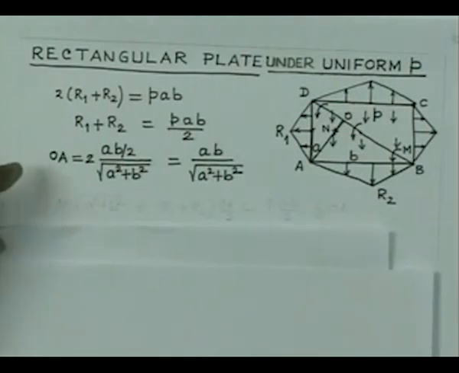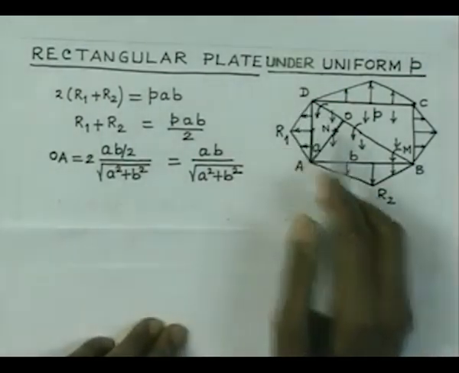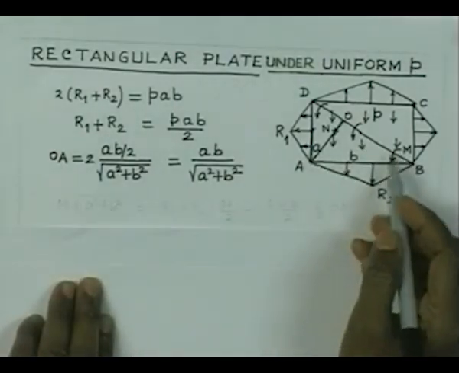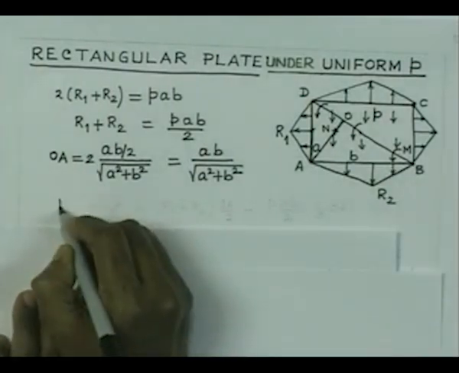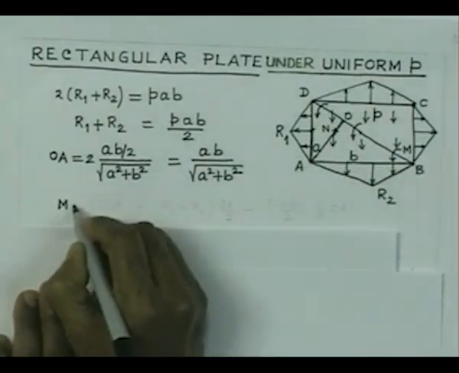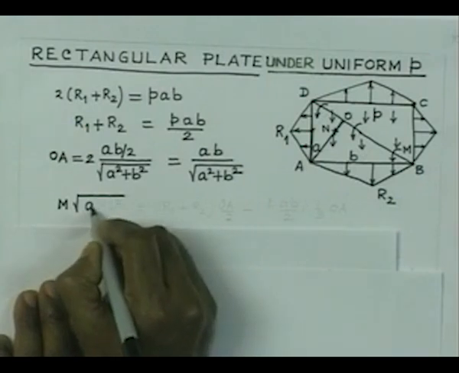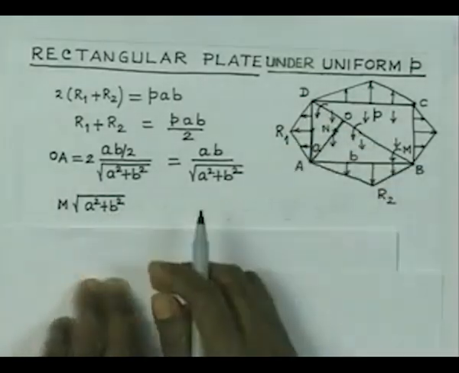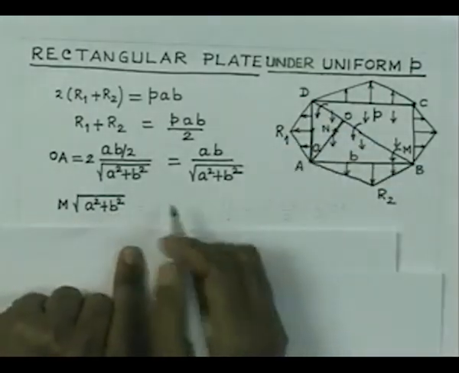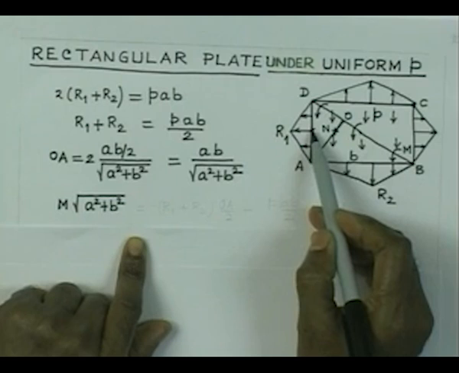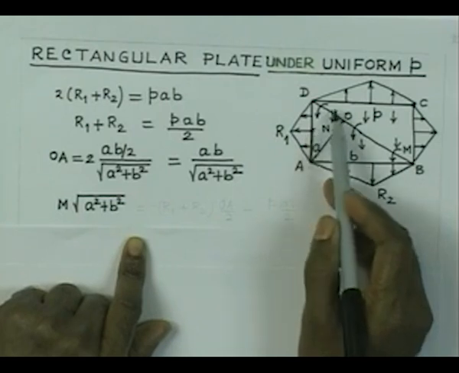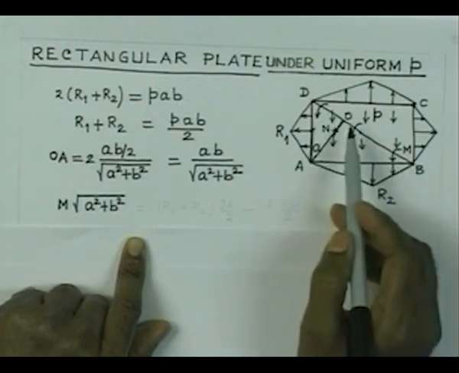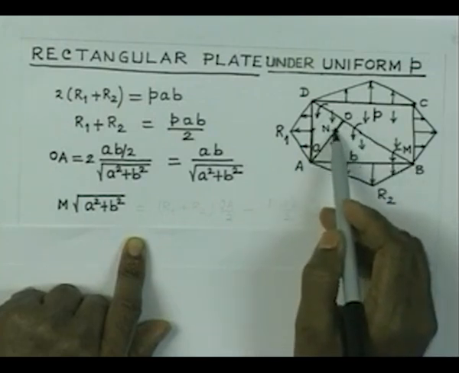Now, we go for considering the equilibrium about the line dB. If we now consider the equilibrium, we will have the anticlockwise moment, which is m, the intensity, multiplied by the total length, the square root of A square plus B square, of the diagonal dB. So, that is the total moment in the anticlockwise direction. It is counterbalanced by the moment produced by R1 about this line dB, R2 about this line, and at the same time the distributed pressure acting downward through the point N.